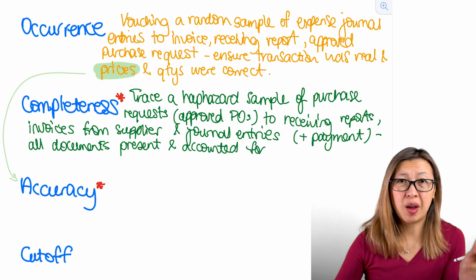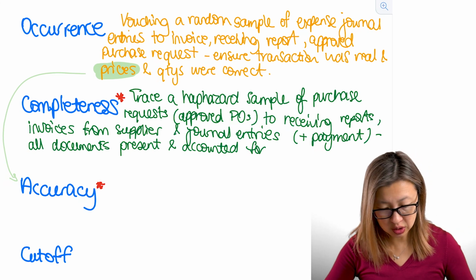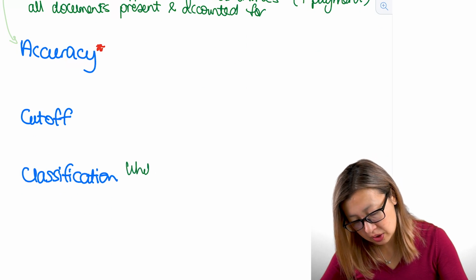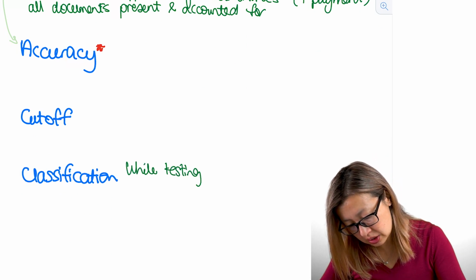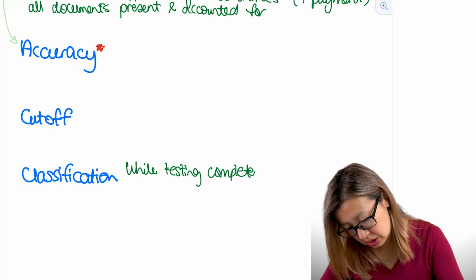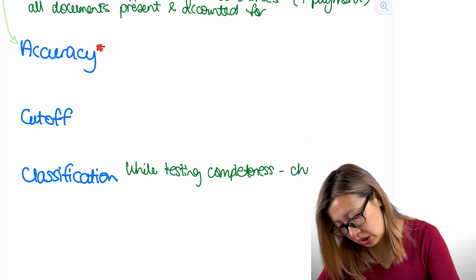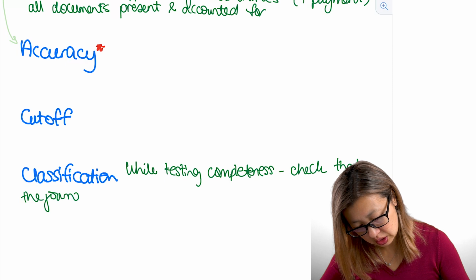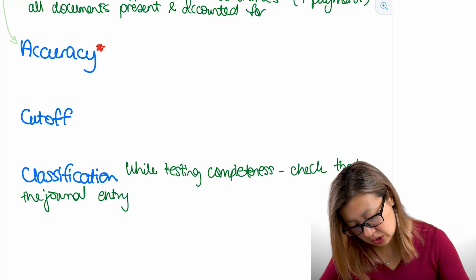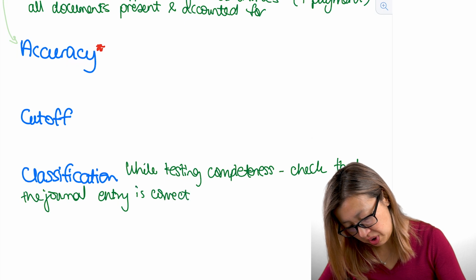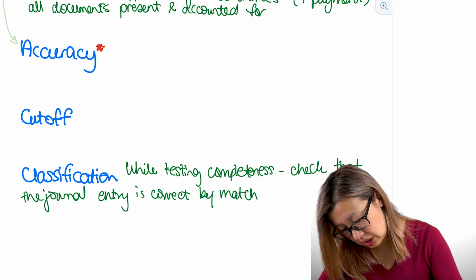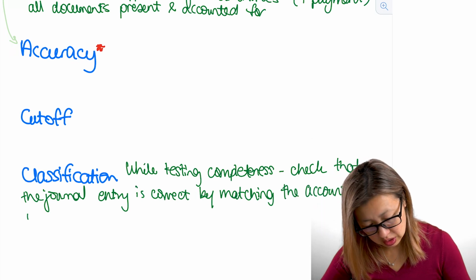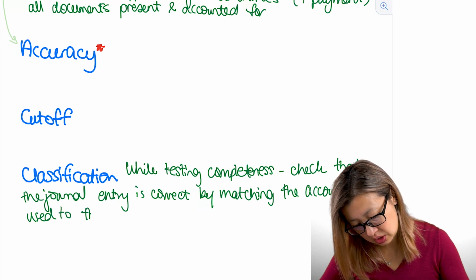Now, during that process of checking the journal entries, you might also decide that you're going to test classification. So here we're going to write, while testing completeness, check that the journal entry is correct by matching the accounts used to the chart of accounts.